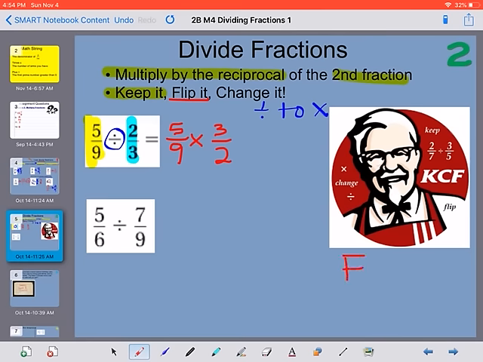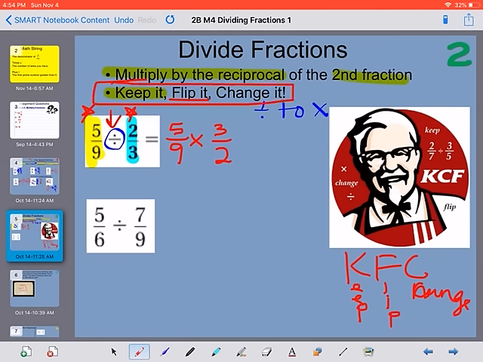A lot of you like to think of or have used in the past KFC. Keep, flip, and change. So what that means is keep the first fraction, flip the second fraction, and change the sign in the middle. If you use these words, keep, flip, change, you go in that order. Keep, flip, and change in the middle. Some people like to say keep, change, flip, so you go in the order that it is saying. Keep, change, flip. Either way, keep the first fraction the same. You should be just fine.